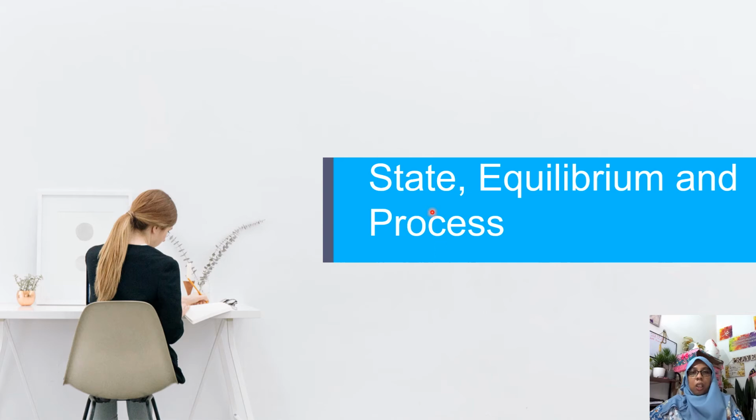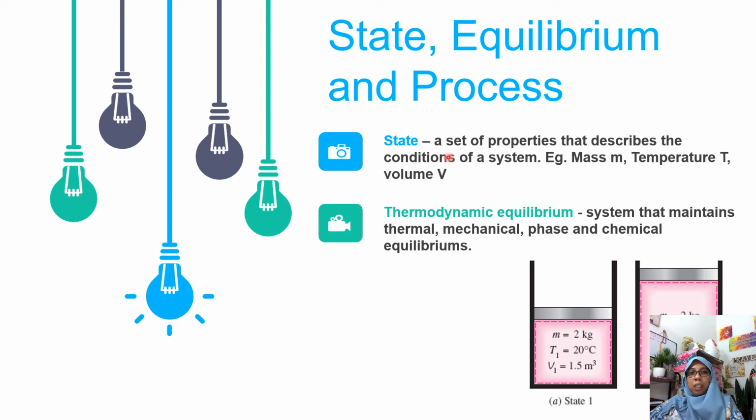Okay, next is state, equilibrium and process. So what is a state? State is a set of properties that describe the condition of a system. For example, mass, temperature and volume. So bila kita ada satu sistem, contoh keadaan pertama dia bagi tahu sistem tersebut mass dia adalah 2 kg, temperature dia 20 degree Celsius, volume dia 1.5 meter cube. And then dekat state kedua, dia ada bagi condition yang berbeza pula. Mungkin mass dia sama 2 kg, temperature dia jadi 30, volume dia jadi 3.